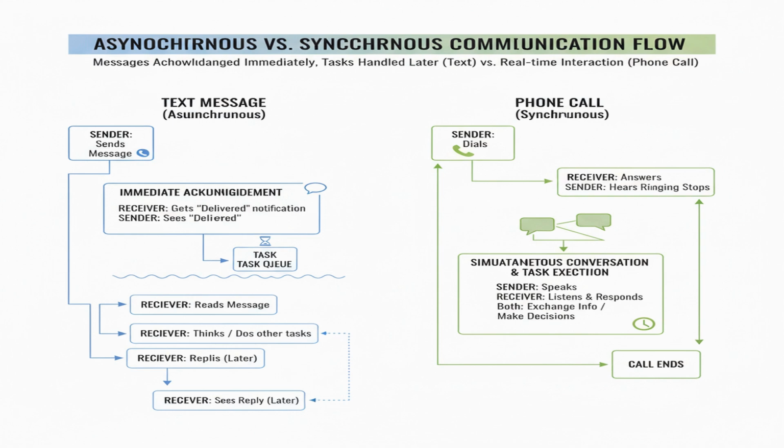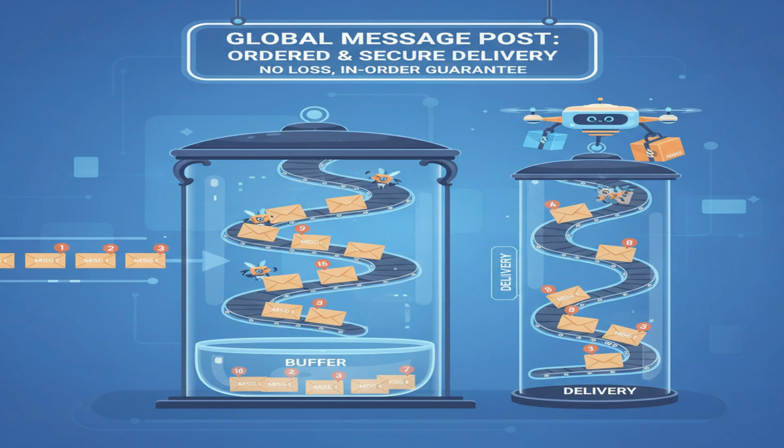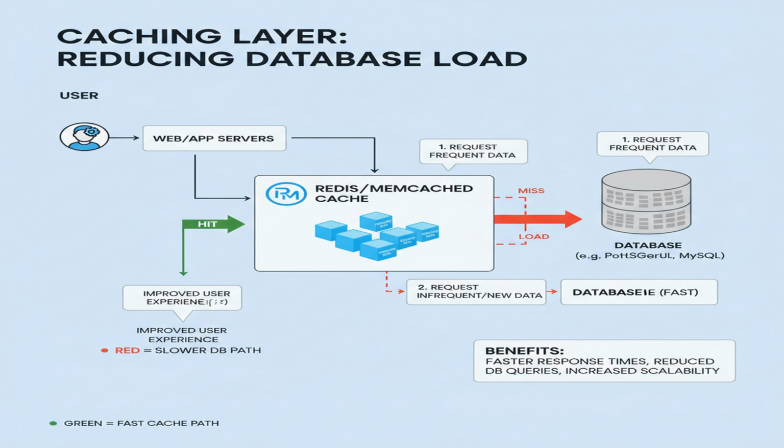Asynchronous processing is vital. It allows immediate acknowledgement of messages while handling tasks later. Think of sending a text versus a phone call. Message queues like RabbitMQ or Kafka decouple components. This ensures that even if one service fails, messages aren't lost, enhancing system resilience.